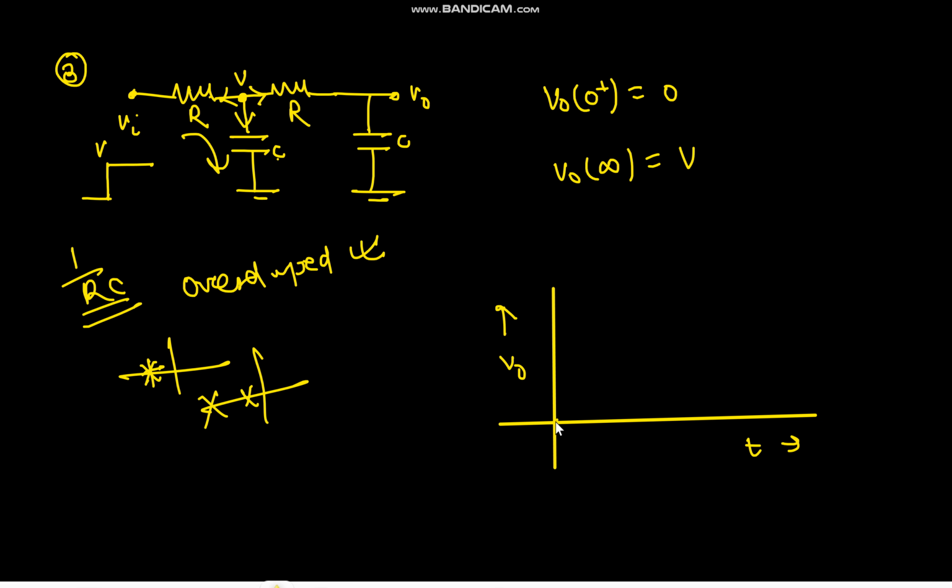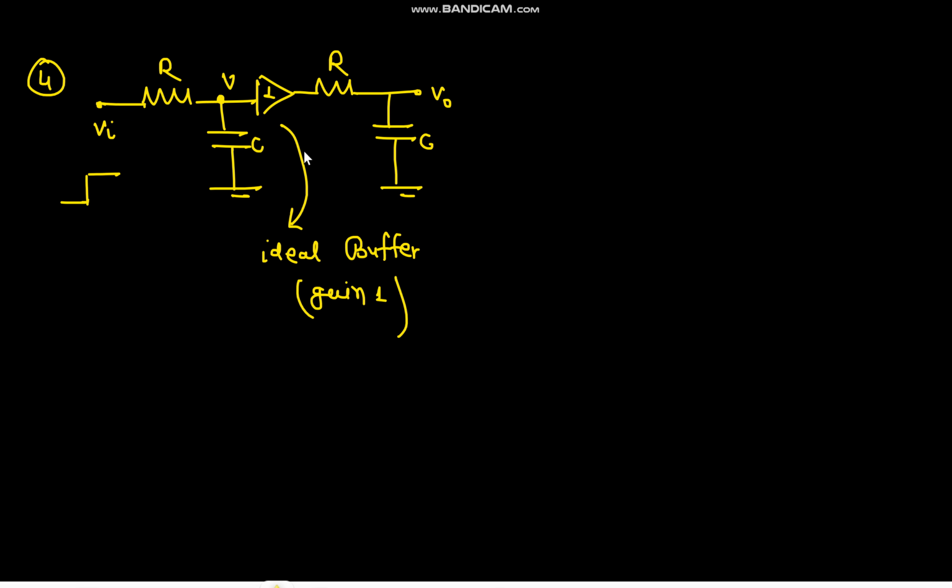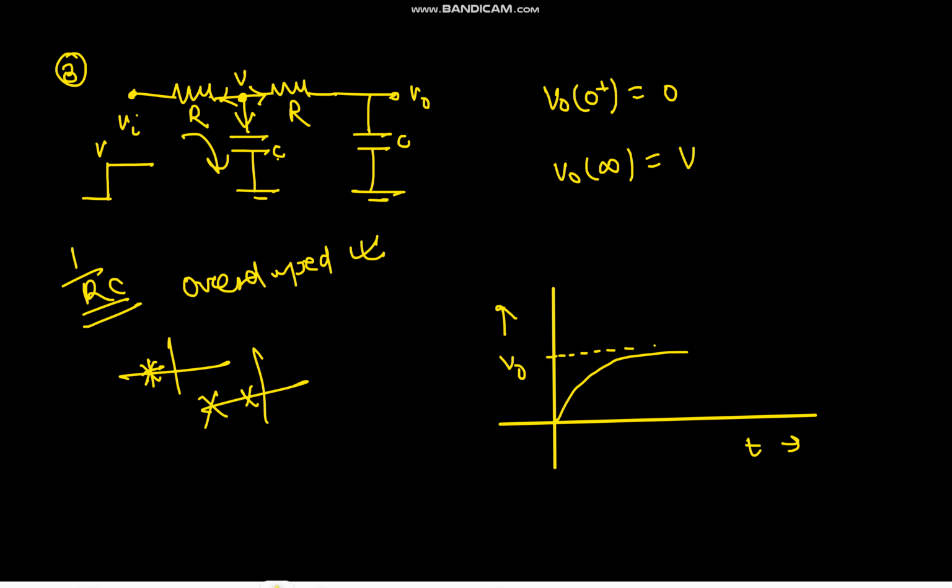So the response would look something like this. Your V naught will go something like this. And coming to this one, here you have this ideal buffer with gain 1. Ideal buffer means there would be no current flowing through this, so current is 0 here. So both R and C have the same current, and here also R and C have the same current. So we have two poles at 1 by RC, right? And there are no zeros.